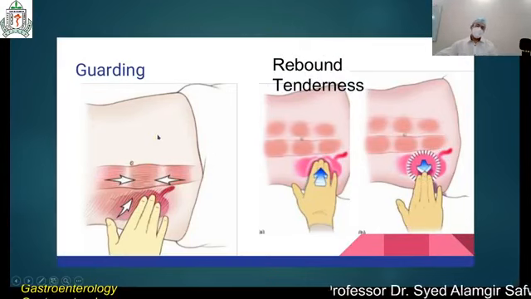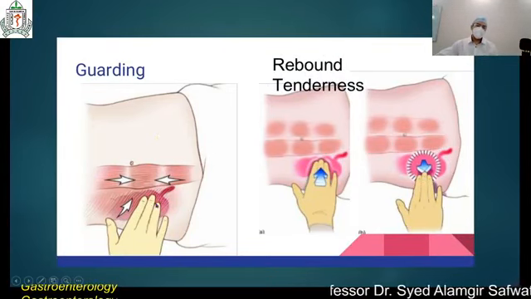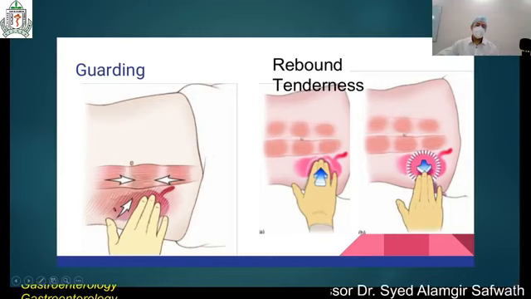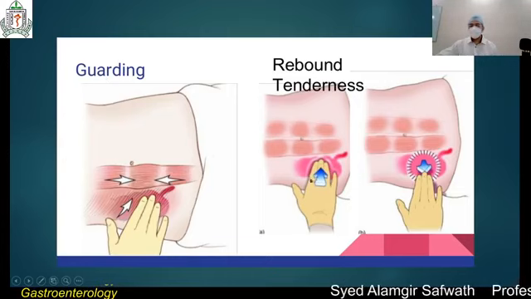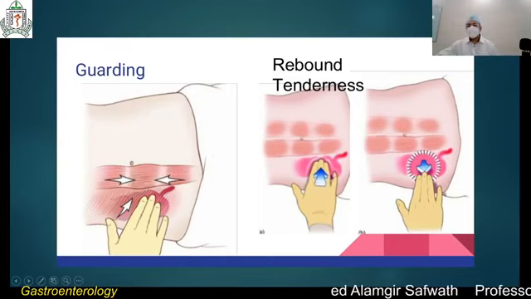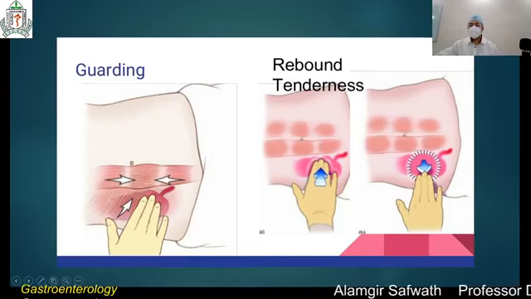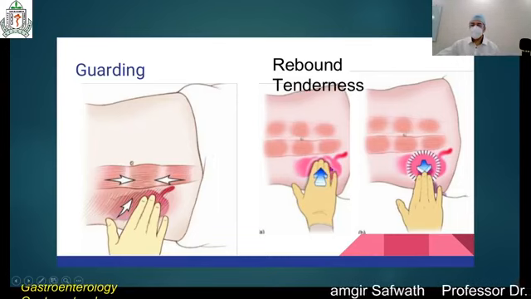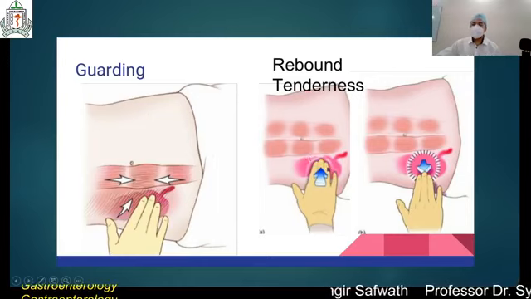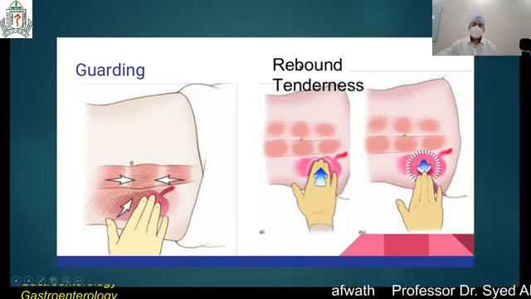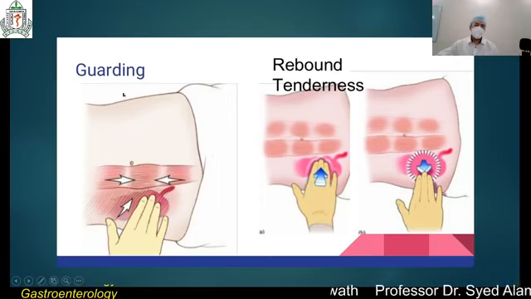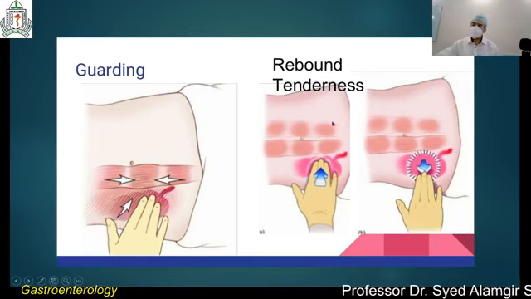The picture showing muscle guard. When you try to palpate an abdomen over an inflamed organ, the muscle over here will involuntarily contract, giving rise to muscle guard. On the other side, if you very gently press over an inflamed area, if peritonitis is over there, and you suddenly release your hand, it will give rise to pain. So this is rebound tenderness. This was guarding, and this is rebound tenderness.